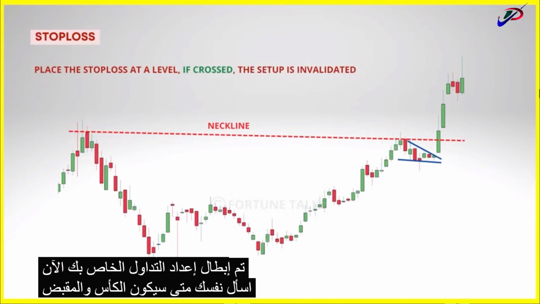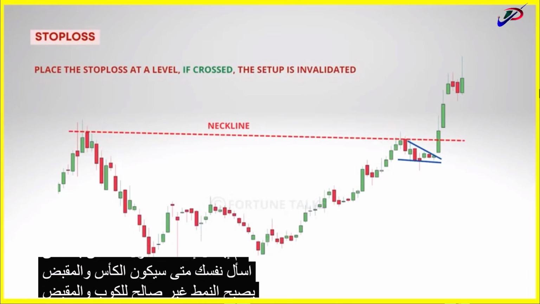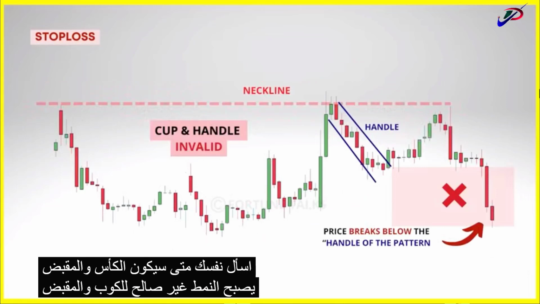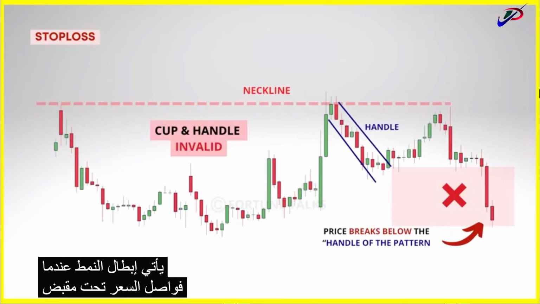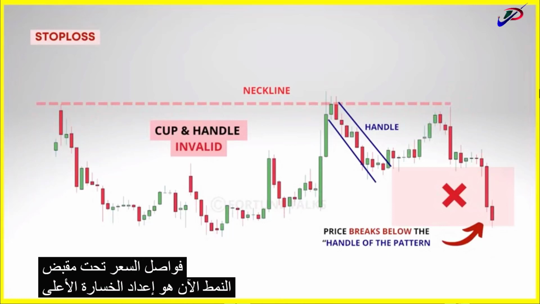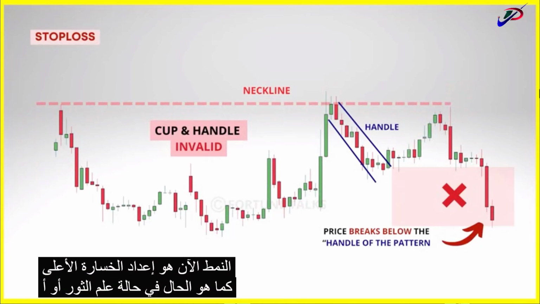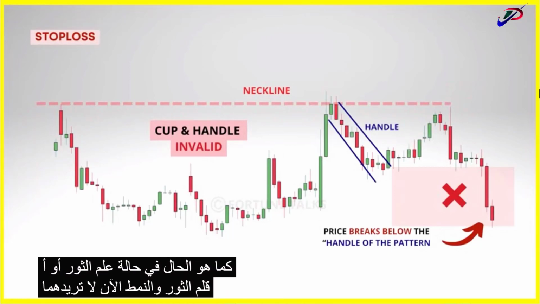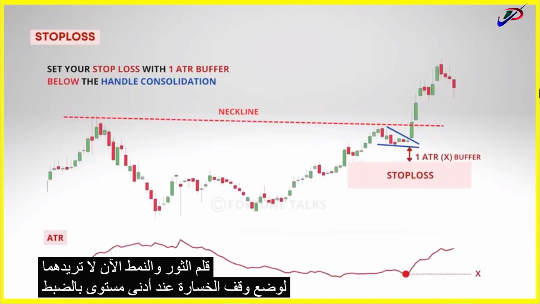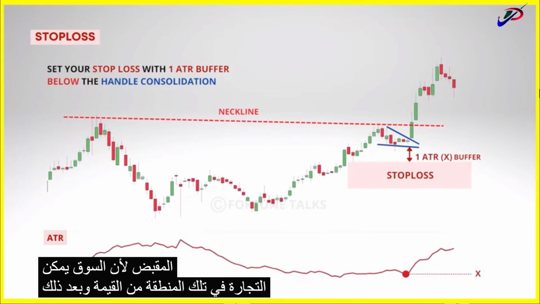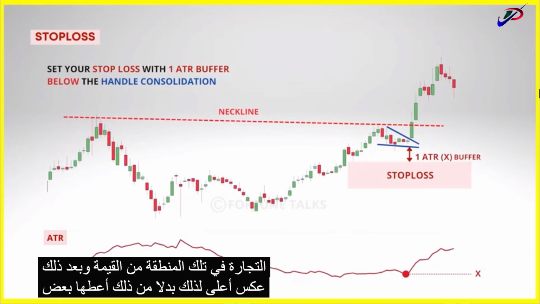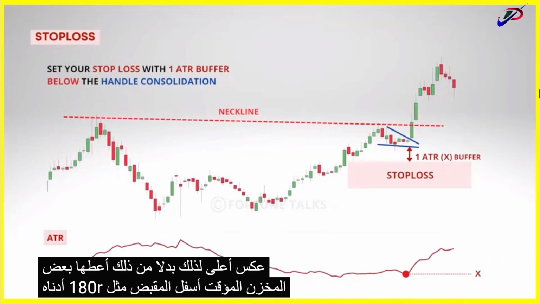Now ask yourself, when will a cup and handle pattern become invalid? A cup and handle pattern invalidation comes when the price breaks below the handle of the pattern. Now the stop loss setting is the same as in the case of a bull flag or a bull pennant pattern. You don't want to put the stop loss at the exact low of the handle because the market could trade into that area of value and then reverse higher. So instead, give it some buffer below the handle, like 1 ATR below it.